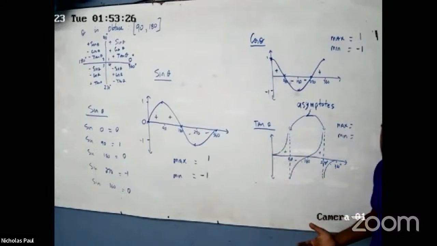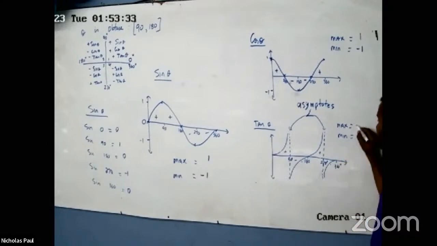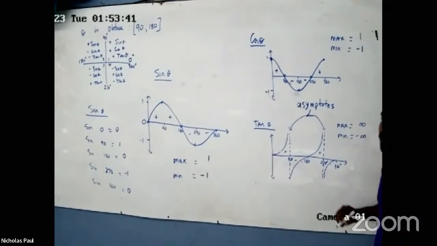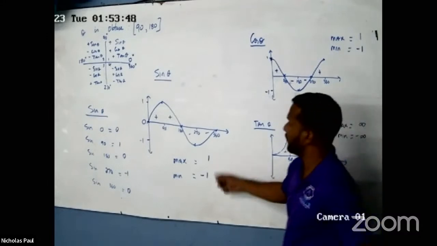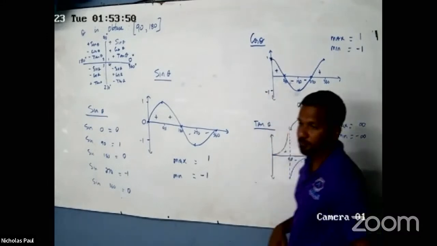When it's up, it goes to infinity. That's why the maximum value is infinity, and the minimum value is negative infinity. Right? So it means that you could get any value for tan. But for sine and cos, we have a limit here. All right.